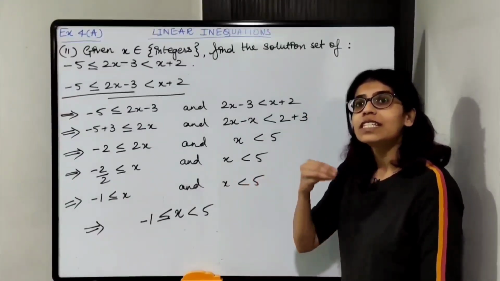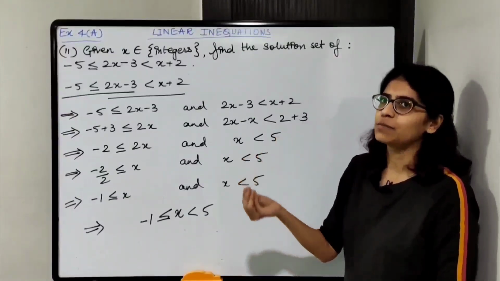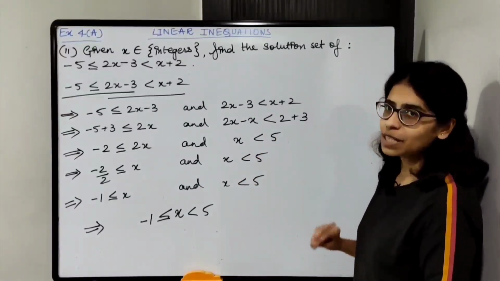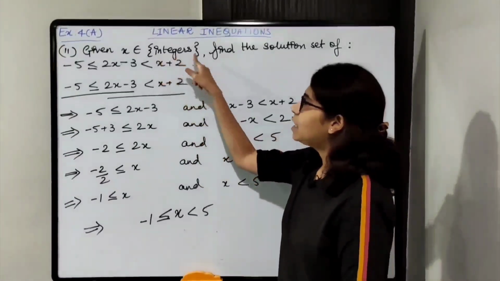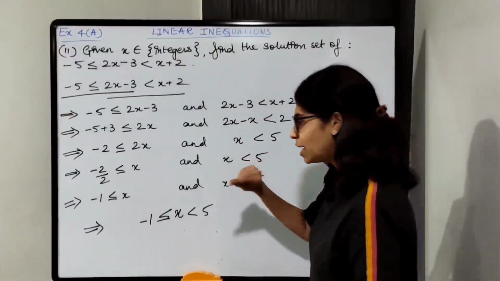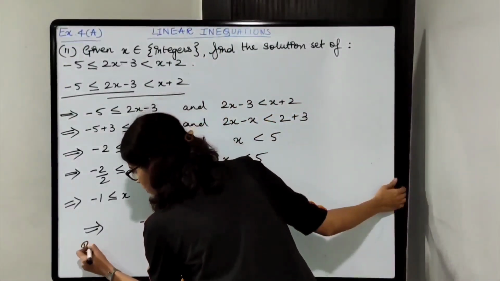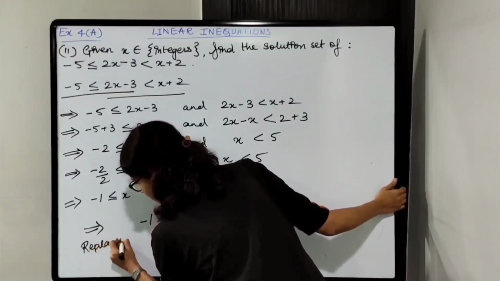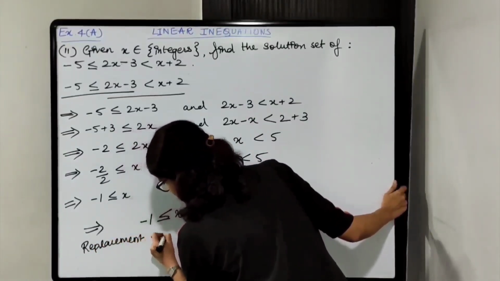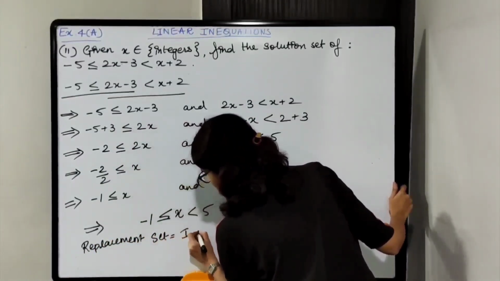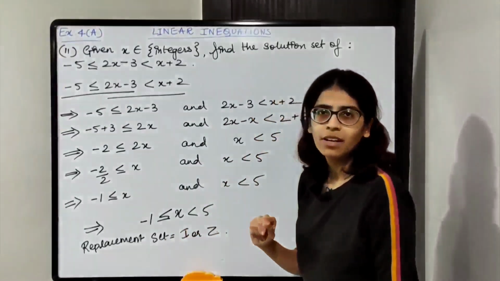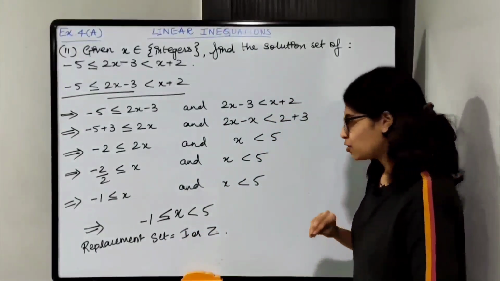Now coming to the set, solution set and replacement set. So what is the replacement set? It is integers. Okay, so write down replacement set is I or Z. Let us write down the set of integers once.